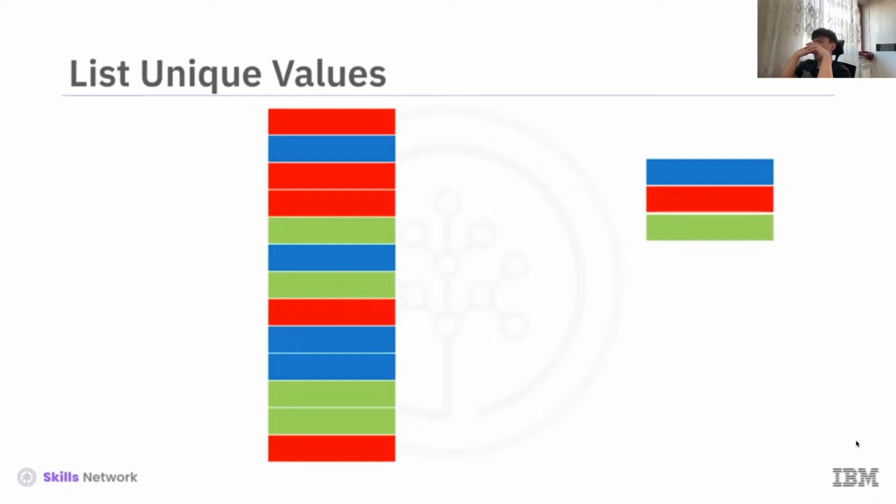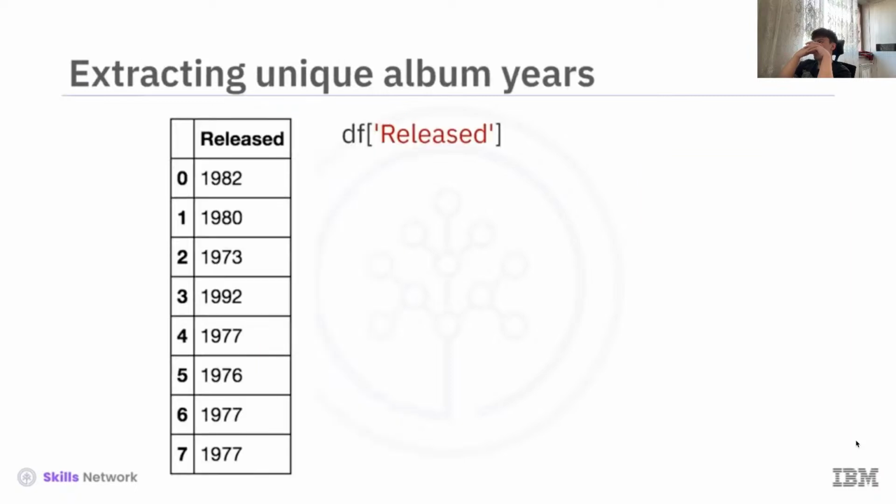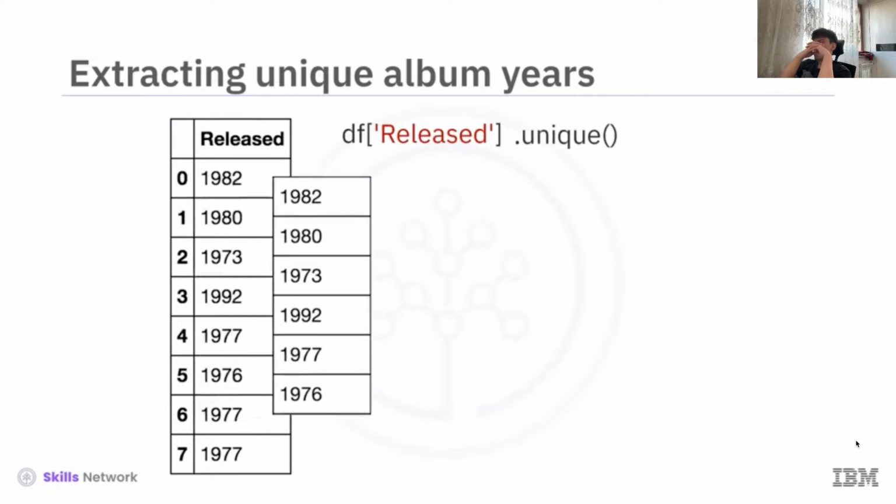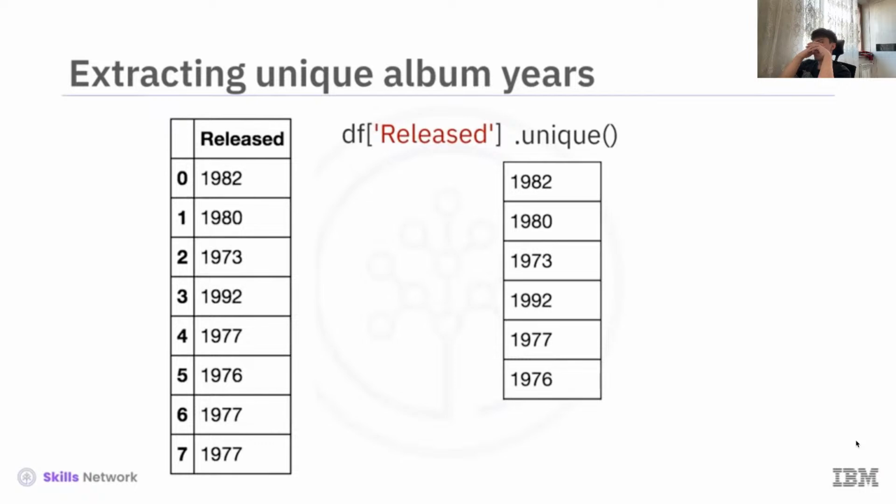Pandas has the method unique to determine the unique elements in a column of a data frame. Let's say we would like to determine the unique years of the albums in the data set. We enter the name of the data frame, then enter the name of the column released within brackets. Then we apply the method unique. The result is all of the unique elements in the column released.